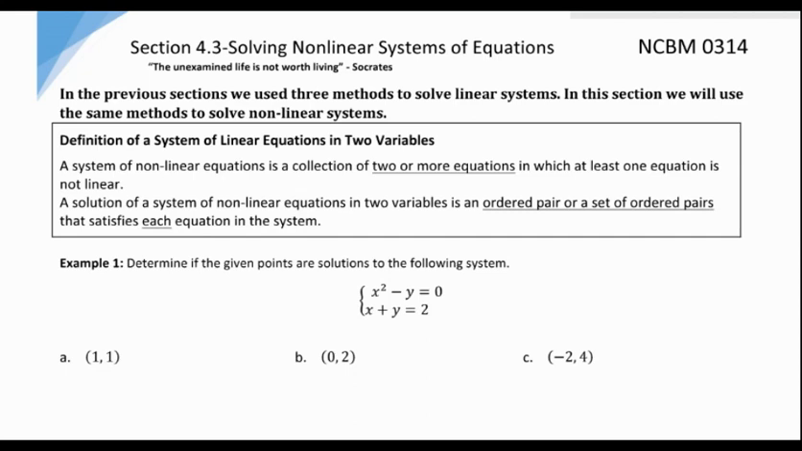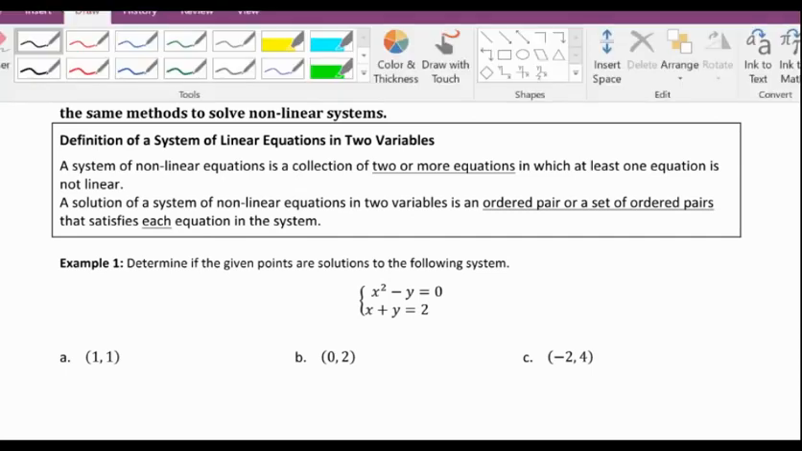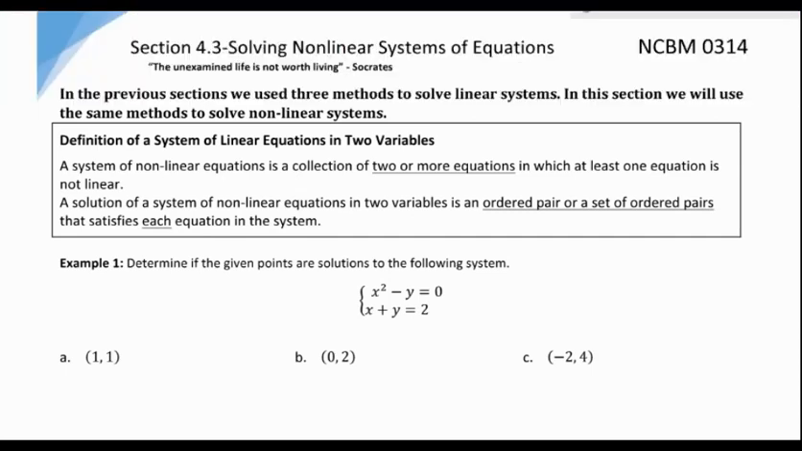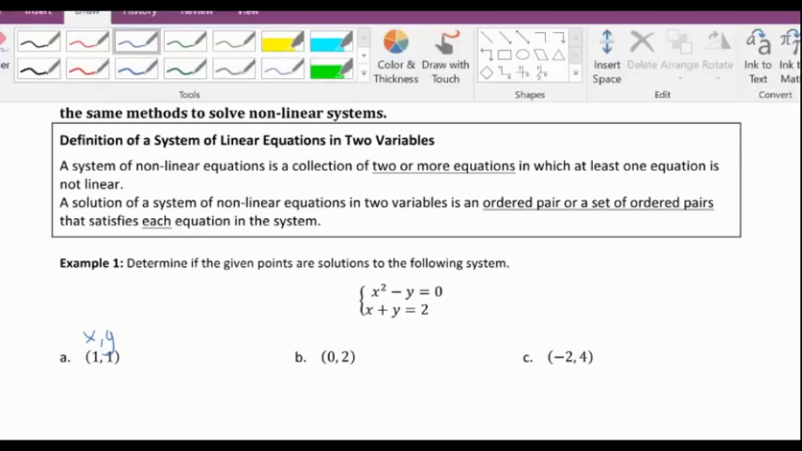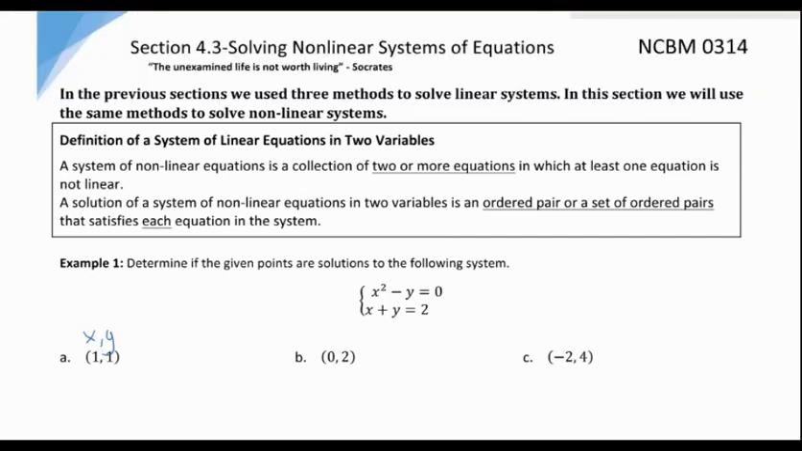Let's take a look at example 1. Determine if the given points are solutions to the following system. They're giving us different ordered pairs, and we need to plug them into both equations to see if it satisfies them. Don't forget this is x comma y. Let's go ahead and check the first point.